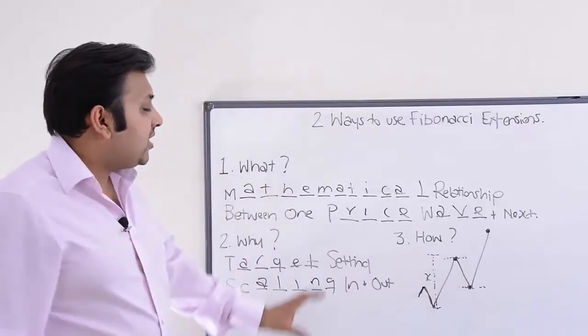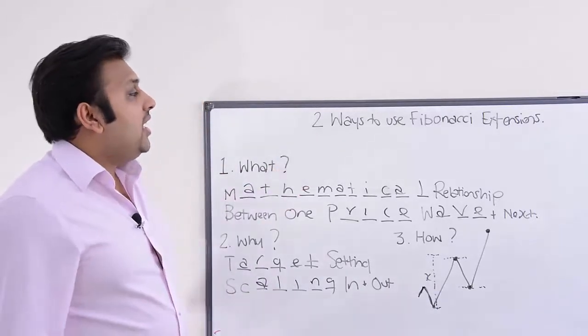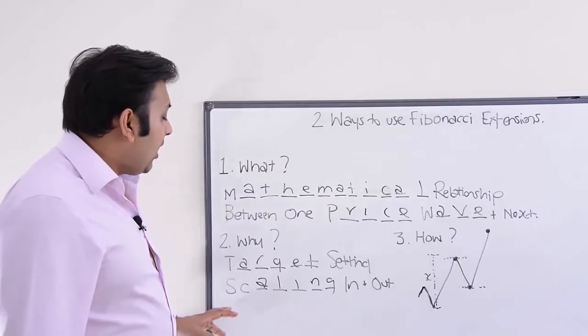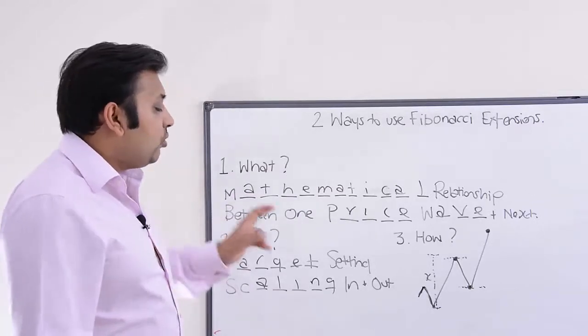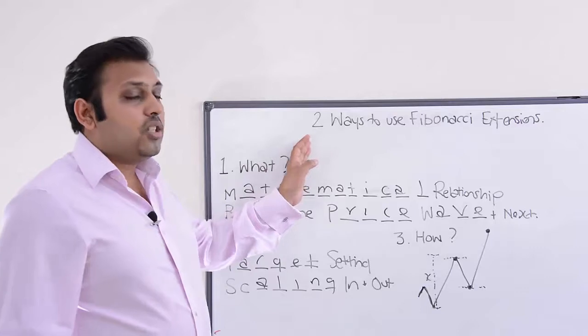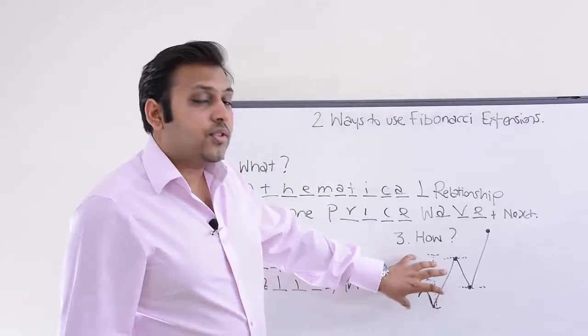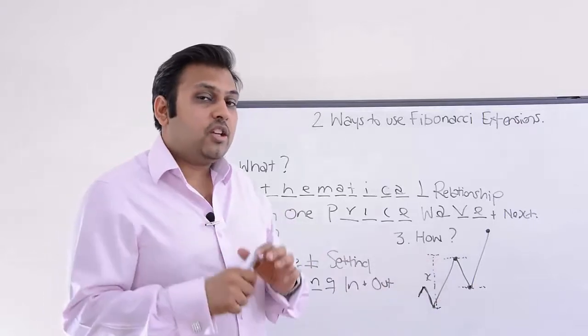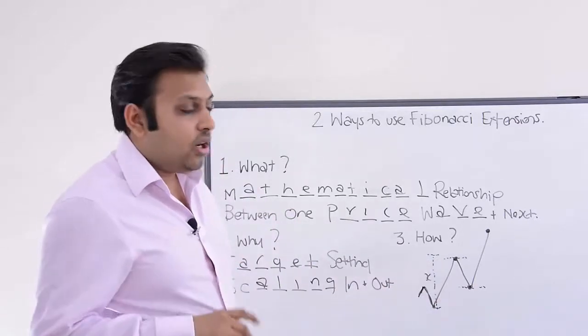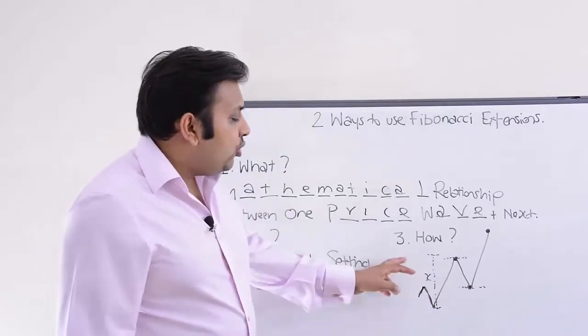These are 2 ways in which you can use Fibonacci extensions for actually adding to the trade or target setting. But what I wanted to show you is 2 ways in which you can actually use the waves and the phases from a mathematical perspective to actually exit the market. So there are actually 2 ways you can do this.